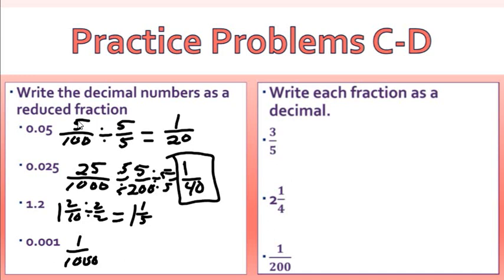The other box, write each fraction as a decimal, so 3/5. I can easily change that to tenths, because then it'll be easy for us to write our decimal. If I multiply this by 2/2, I would get 6/10, so 0.6. 2 1/4, this is 2. 1/4 is 0.25, so 2.25. That one you can think of as 1/4 as a percent. That's 25%, so it would be 0.25 as a decimal. And then 1/200.